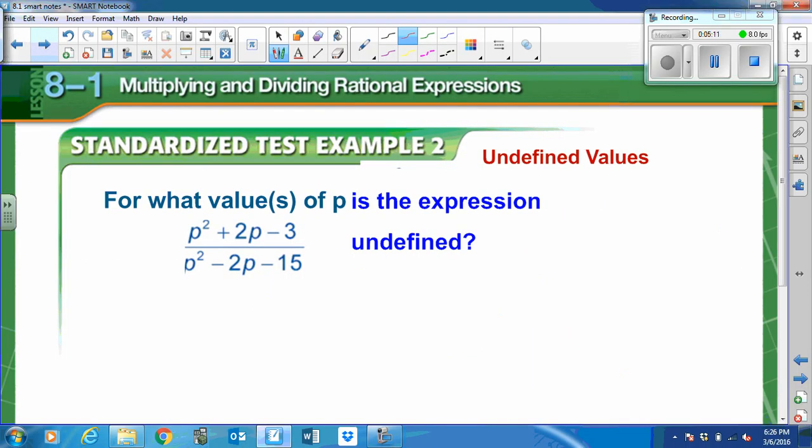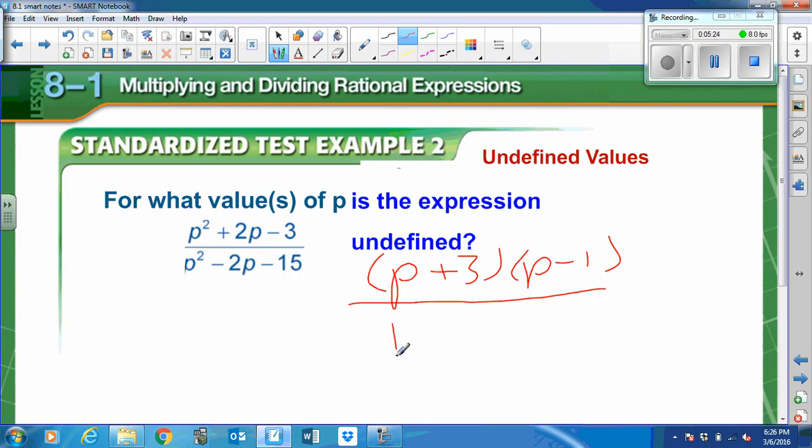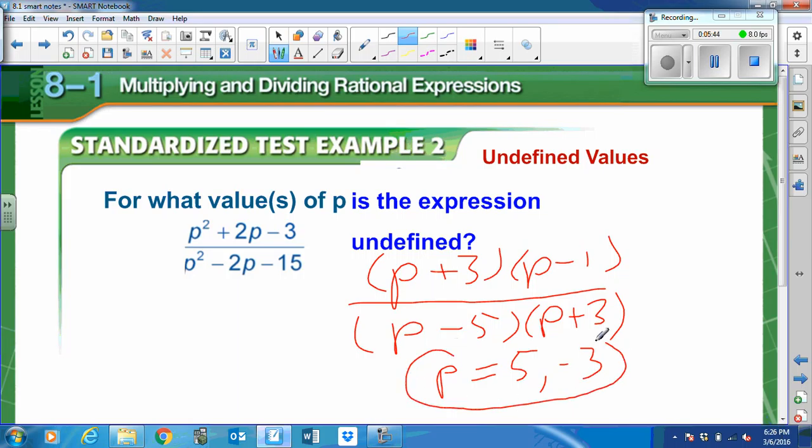For what value of p is the expression undefined? Well, we need to factor it, and we get p plus 3 times p minus 1 over p minus 5 times p plus 3. So this is going to be undefined where p equals 5 and where p equals -3, even though p plus 3 will cancel out in both the numerator and the denominator. You always have to look at the original one.